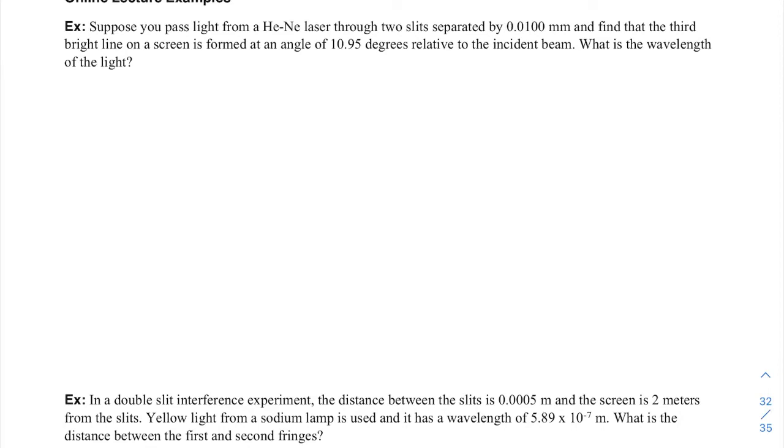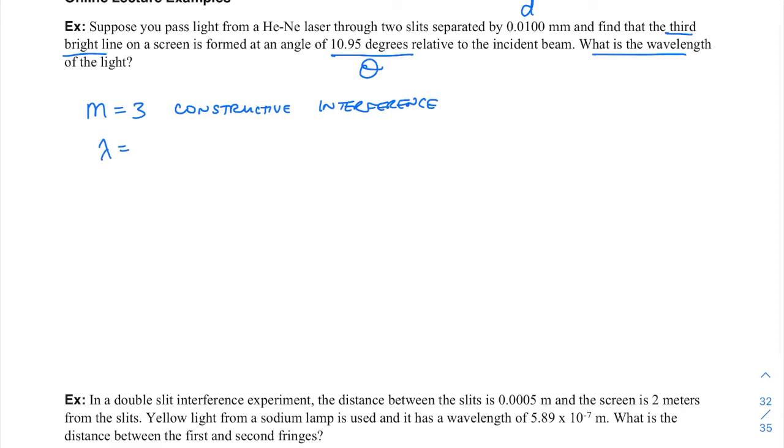Okay, so this is meant to walk you through just two examples of double slit diffraction. So this first one says suppose you pass light from a helium neon laser through two slits separated by 0.01 millimeters. So that is the d, that's the slit separation. And you find that the third bright line on a screen is formed at an angle of 10.95 degrees. So that's the theta. And it's the third bright line, so that means m is equal to 3, and it's a bright line, so it is constructive interference. And it is asking to figure out what is the wavelength of the light.